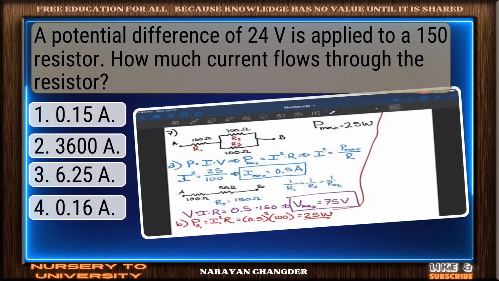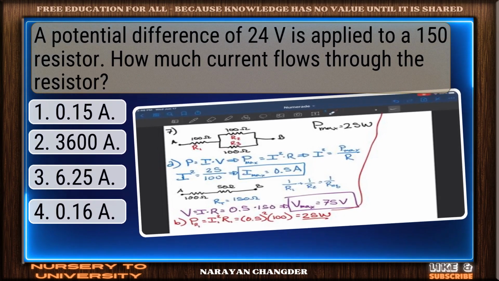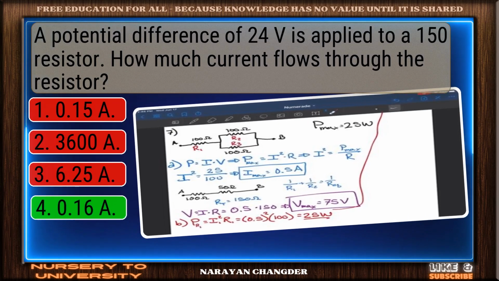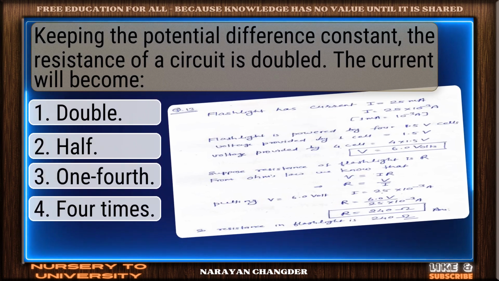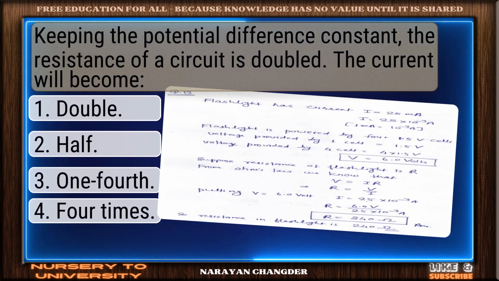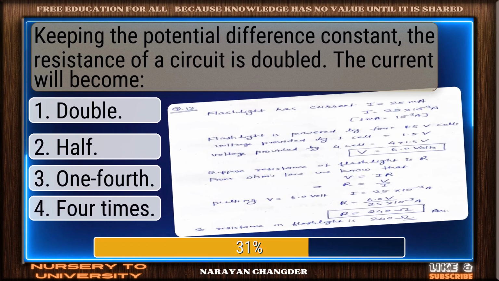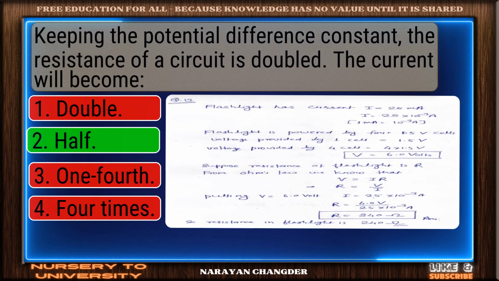A potential difference of 24V is applied to a 150 ohm resistor. How much current flows through the resistor? Well reasoned. 0.6A is correct. Keeping the potential difference constant, the resistance of a circuit is doubled. The current will become... Nice selection. Half is correct.